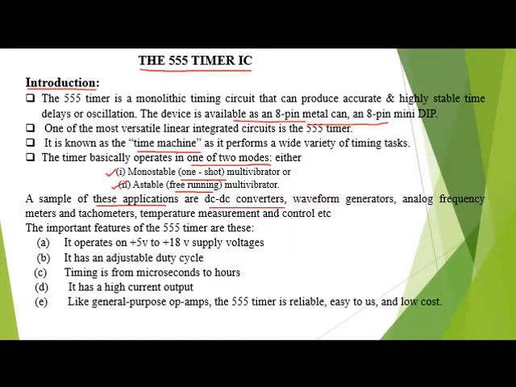These are the most important features of the 555 timer. The first one is that it operates on a plus 5 volt to 18 volt supply voltage, and it has an adjustable duty cycle. Timing is from microseconds to 1 hour, and it has high current output. It is like a general purpose op-amp, but the 555 timer is reliable, easy to use, and very low cost.